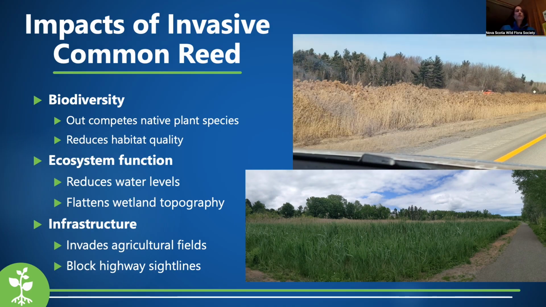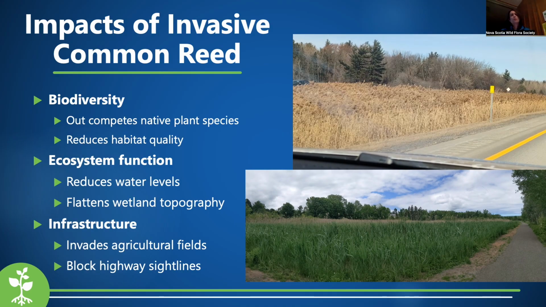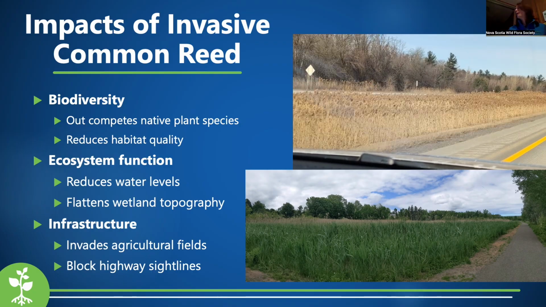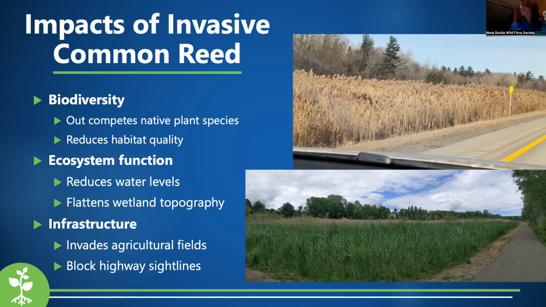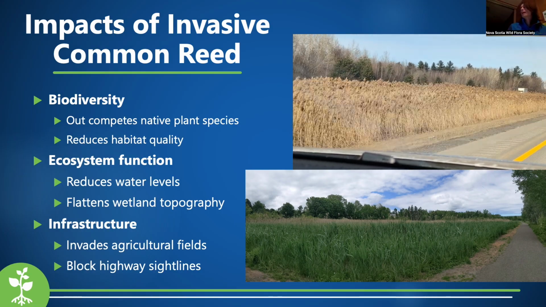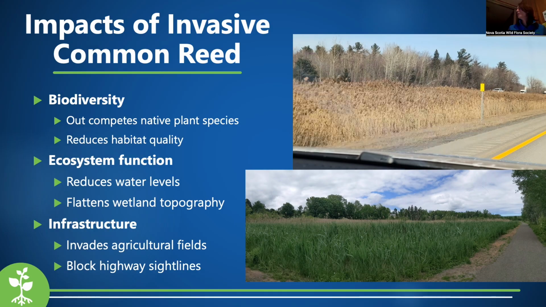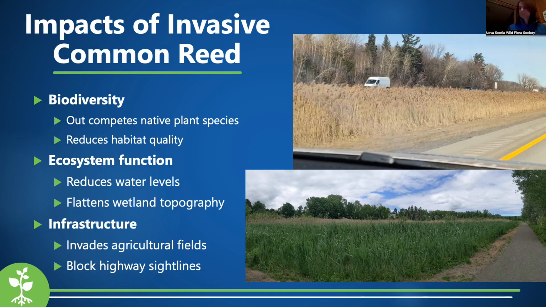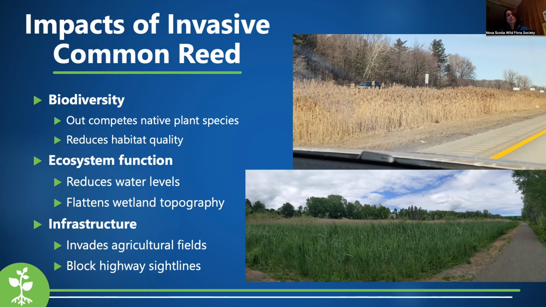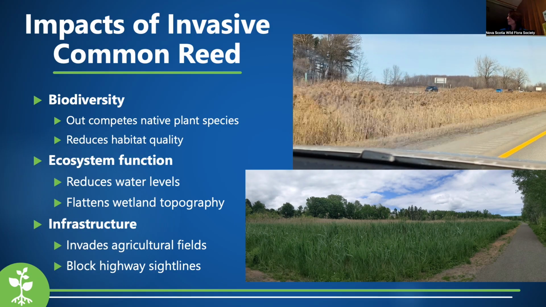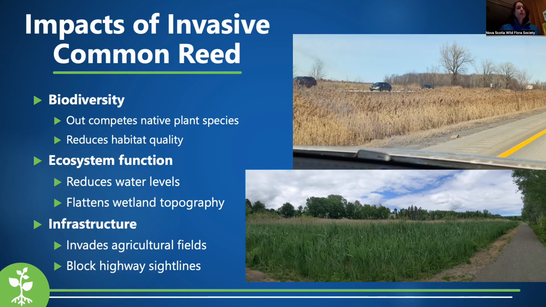It also has an impact on ecosystem function. It can reduce water levels over time. The rhizomes are so big, they will elevate the wetland surface level, reducing water levels, and can even flatten wetland topography. So when it gets in, it just kind of takes over, filling in ponds and streams. It can also have an impact on agricultural fields when it invades those areas, and it can block highway sightlines.